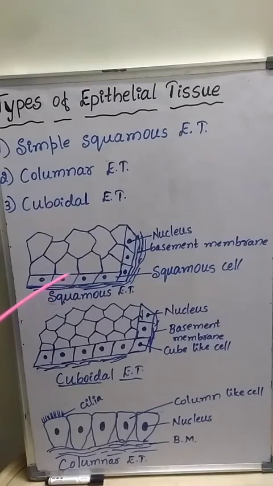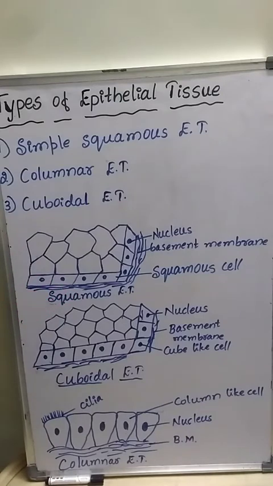The cells of the squamous epithelial tissue are thin, flat, polygonal shaped and have the nucleus at the center. See, this is the nucleus, which is present at the center of the flat, polygonal, thin cells of the squamous epithelial tissue. And the cells of the simple squamous epithelial tissue lie on the basement membrane.